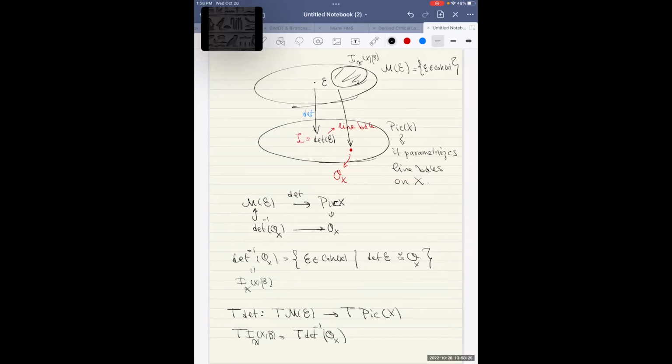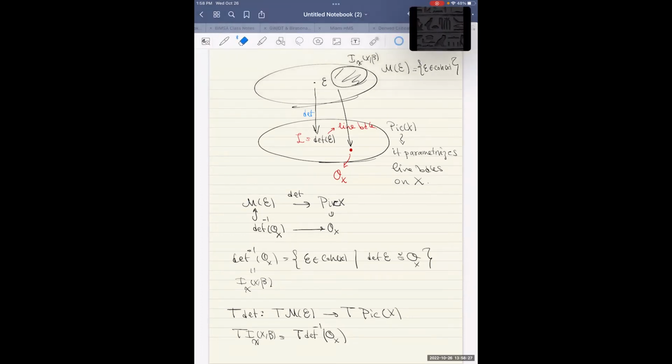Okay, or maybe I am writing it notationally wrong. I can look at O of X and then ask myself, what is the tangent space to the Picard scheme of X at that point? Again, the Picard scheme is parameterizing sheaves, except that these sheaves are line bundles on X. Deformation of this thing, which is the tangent space, is given by Ext^1(E, E), which is Ext^1(O, O).